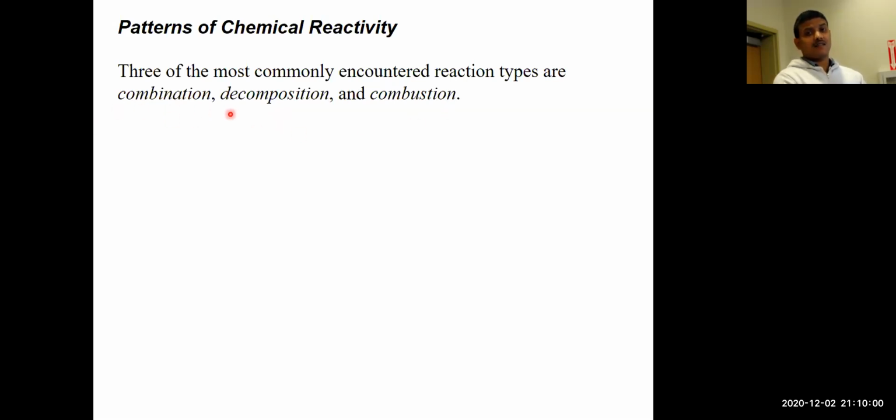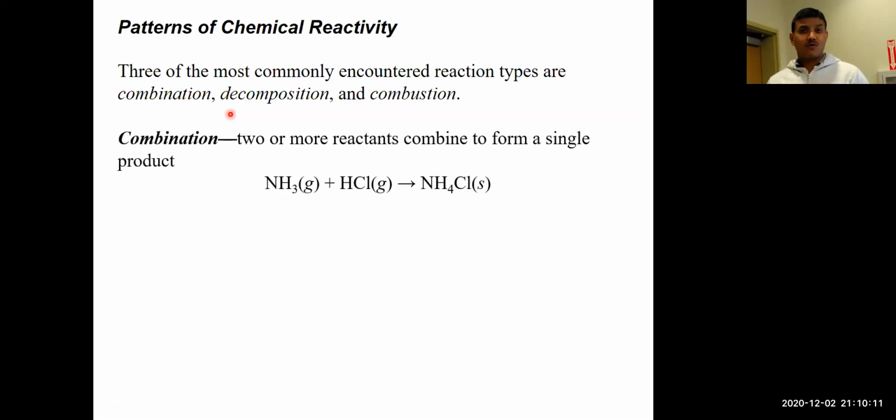First two chemical reactions are self-explanatory. The name itself will explain what you're going to expect. Combination basically means two or more reactants, most commonly two, would combine to form only one product. That's what a combination reaction is. And here is an example. You have two reactants combining with each other to form just one product, NH4Cl. The name is self-explanatory, right? You're talking about combination reactions, and they both are combining to form one product.